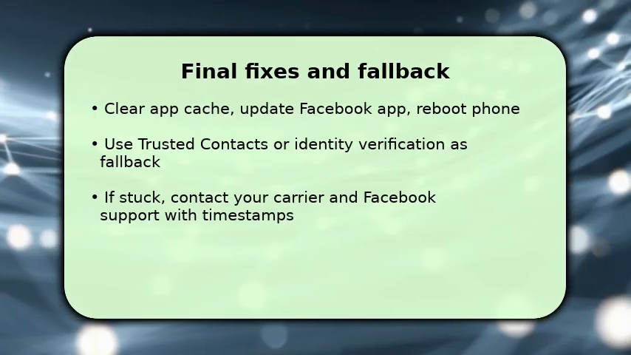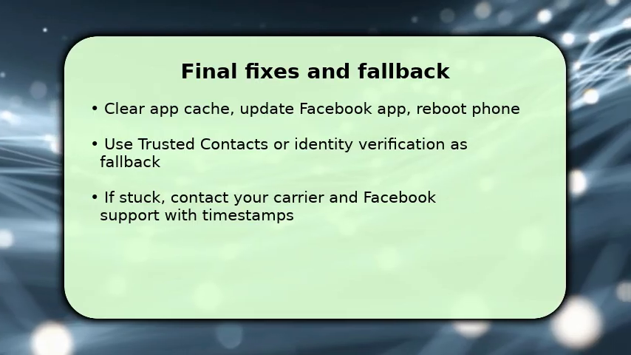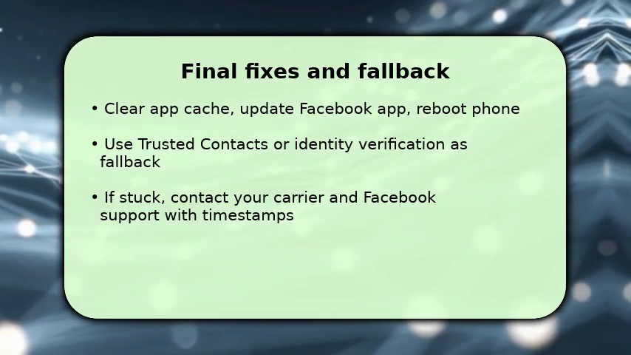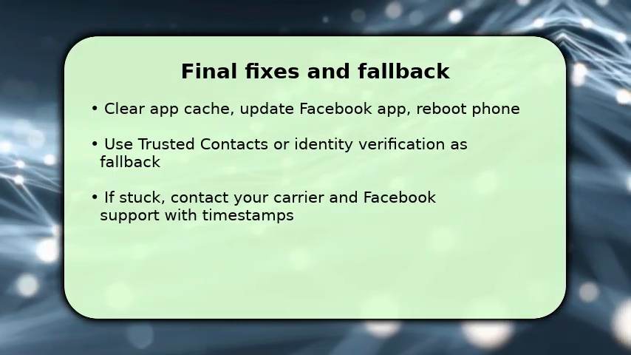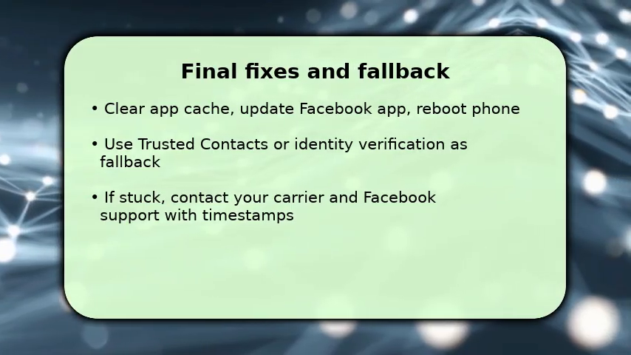To finish, clear the Facebook app cache, ensure the app is updated, and reboot your phone so background blockers reset. This often restores notification flow. If codes still fail, use Trusted Contacts or Facebook's identity verification to regain access. These are slower but reliable.